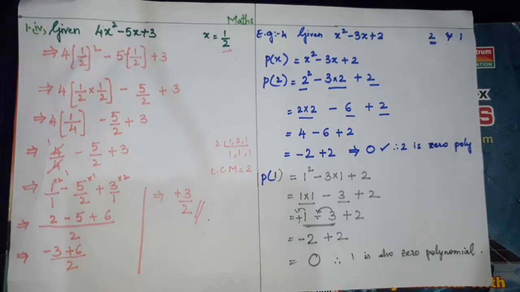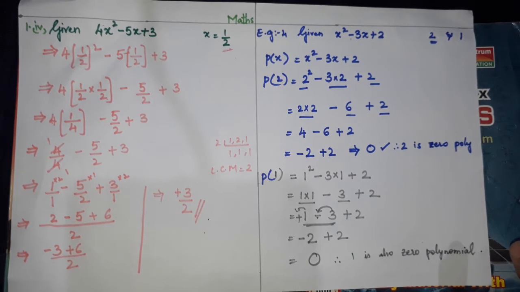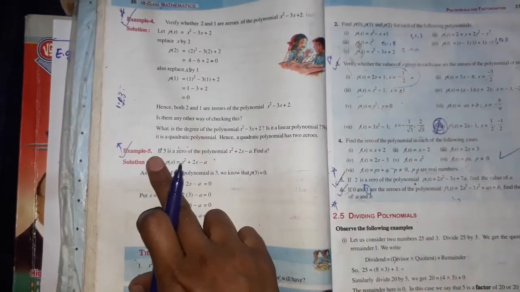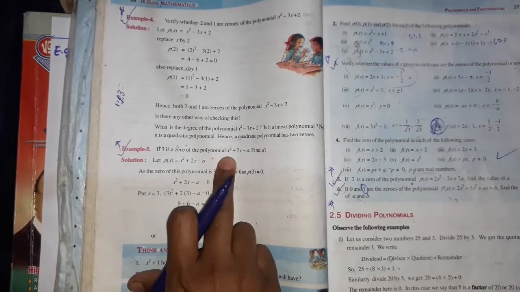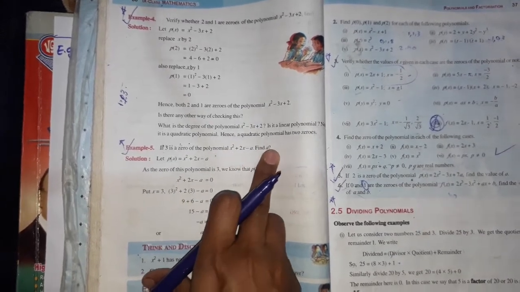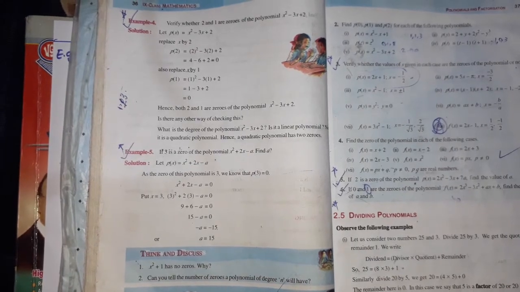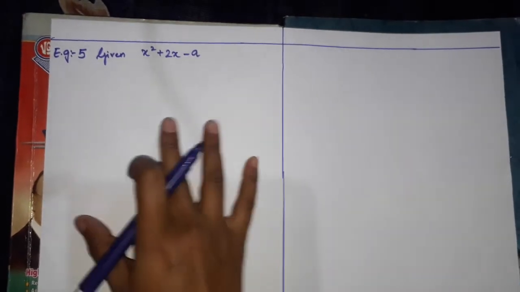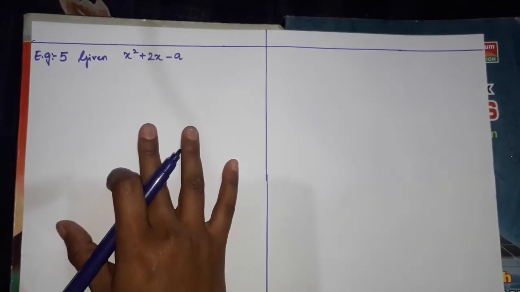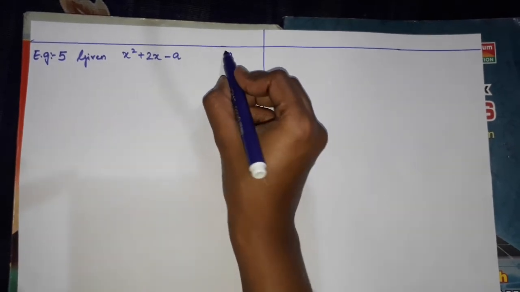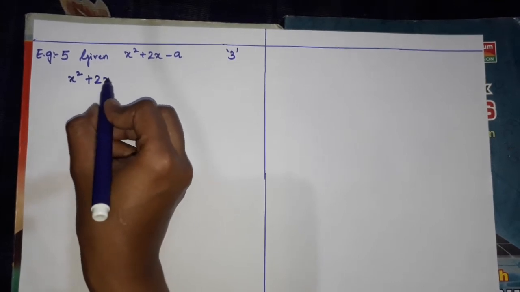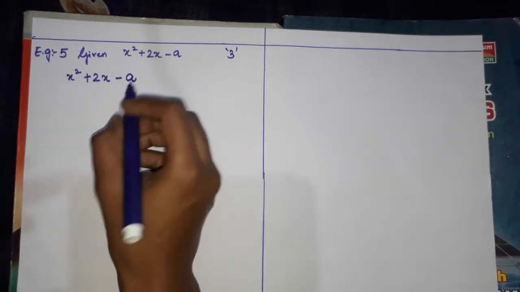Did you all understand, children? Example 4. Now moving to our example 5. Example 5 is: if 3 is a 0 polynomial, they are saying 3 is a 0 polynomial, then for x square plus 2x minus a, find a. First, we have to write p of x is equal to x square plus 2x minus a. I have written the given part. We have to find the value of a, children.